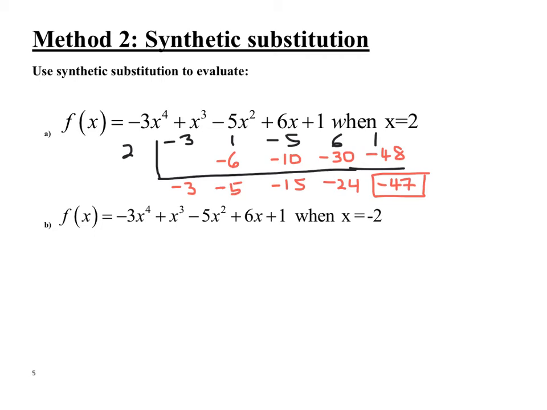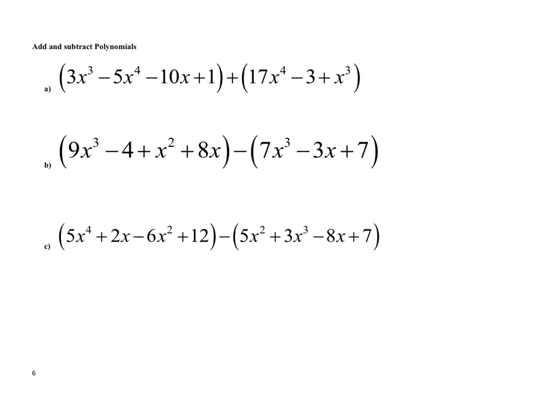Now why don't you try the second one, see whether you're going to get negative 87 using this method of synthetic substitution. Okay, the next one is just adding. And when we are told to add, it just means we combine the like terms. So here, see, these are like terms, the highest exponent, that's what I'm going to start with. So 17 minus 5, so that's going to be 12 x to the power 4.